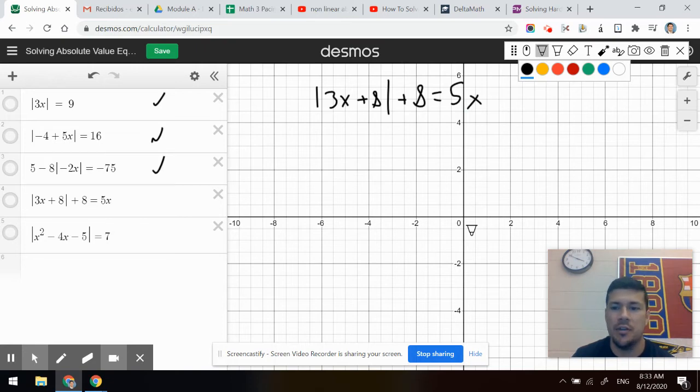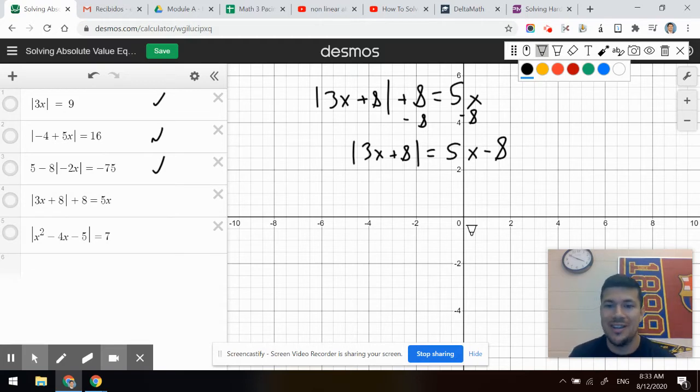When is it that I need to think critically about absolute value? Well, not yet. I need to go ahead and subtract 8 from both sides and have that absolute value. I like to have that absolute value expression by itself because then I can really think about absolute value. All right, so 5x minus 8. Now I have the absolute value of an expression equal to another expression, and that's fine.